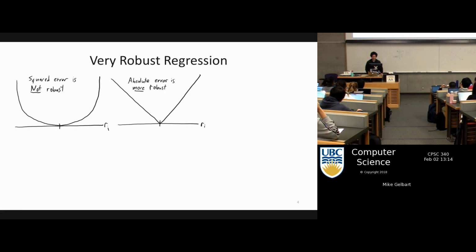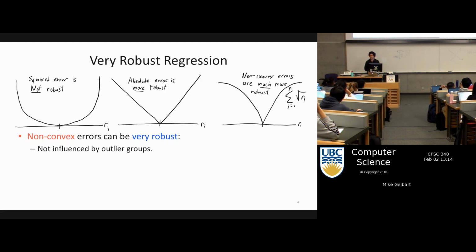Okay, so the absolute value is more robust in the sense that it doesn't grow huge when the residuals are huge. So we could go even more extreme. We could have functions that actually bend the other way. And they're kind of super robust in a sense. But the problem is that these functions are not convex, and they're much harder for us to minimize. And I'll show you a demo in a minute.